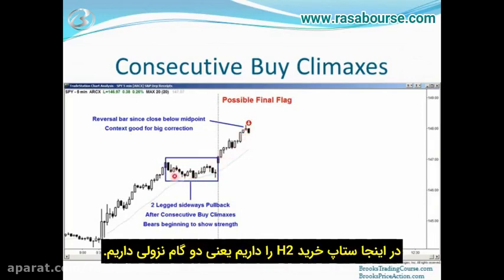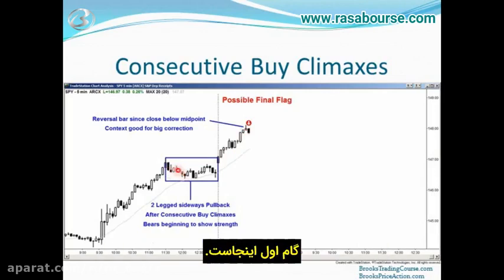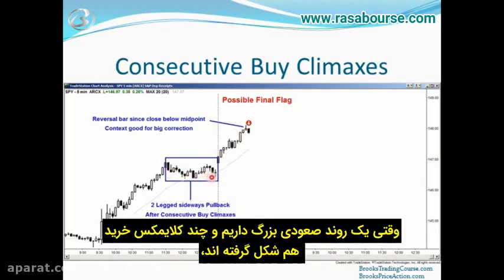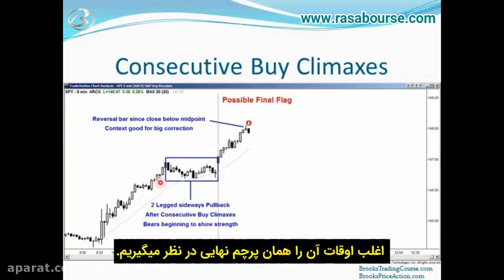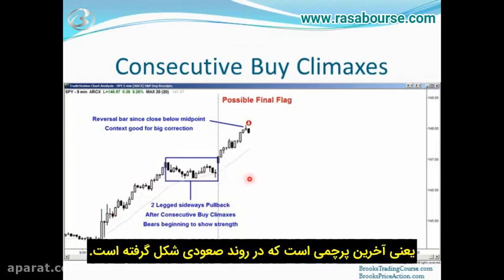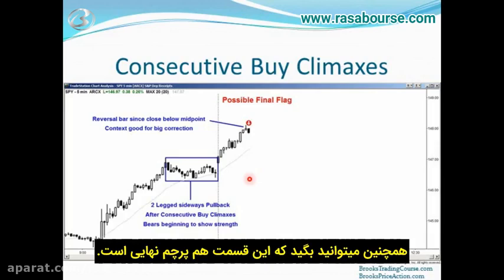Again, this is a high 2 buy, 2 legs down, 1 leg here and a second leg here, and high 2 buys late in overdone bull trends, especially after a series of consecutive buy climaxes, very often become final flags, the last flag of the bull trend. You can also argue that this is the final flag as well.